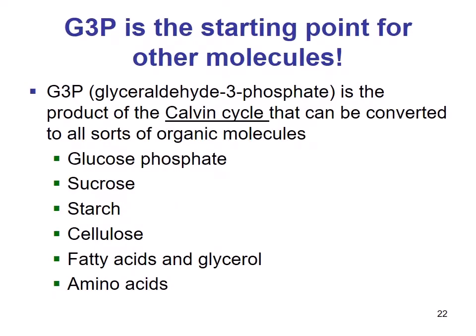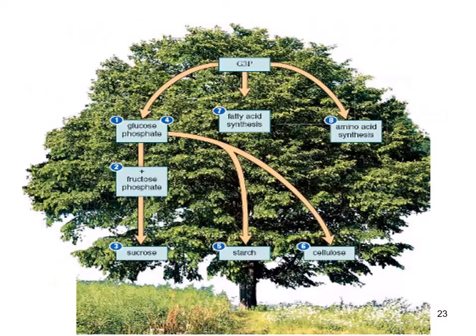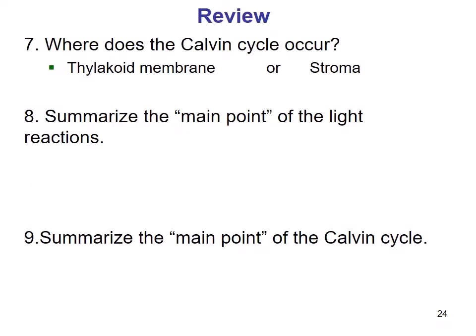That G3P can be converted into glucose phosphate, or sucrose, or starch, or cellulose, or fatty acids and glycerol, or amino acids. This is kind of a cheesy diagram here, but you've got a tree and you've got your G3P, and you're getting to see how that G3P can be used to make all the other organic molecules in the tree. So where does the Calvin cycle happen?